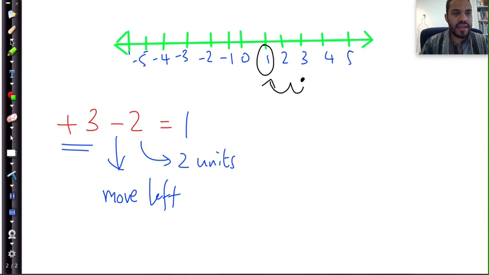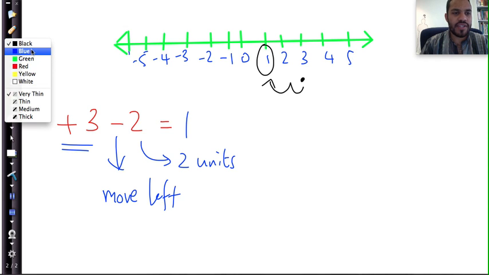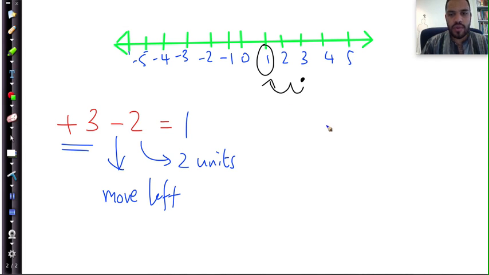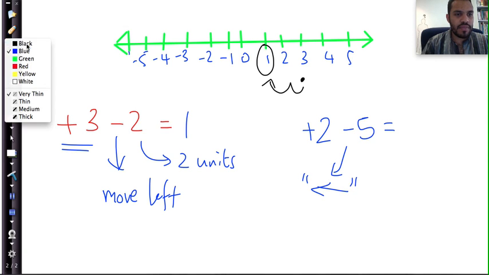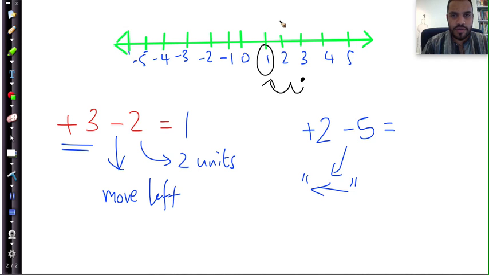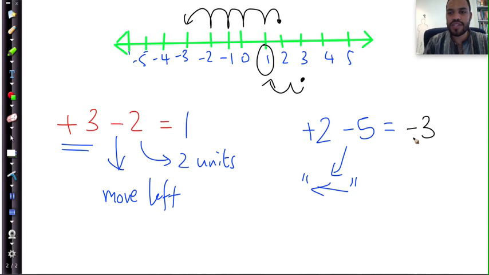Now, if I were to look at this again and I want to take another example, what about positive 2 minus 5? Again, that means I start at positive 2 and I move left, right? I'm going to move to the left 5 units. So let's see what that means. I start at positive 2, I move left 1, 2, 3, 4, 5 units. Can you tell me what the answer is? The answer is, of course, negative 3.